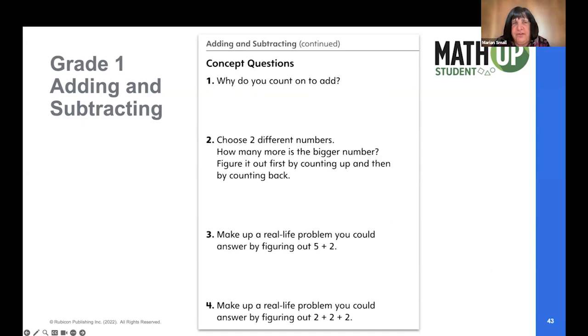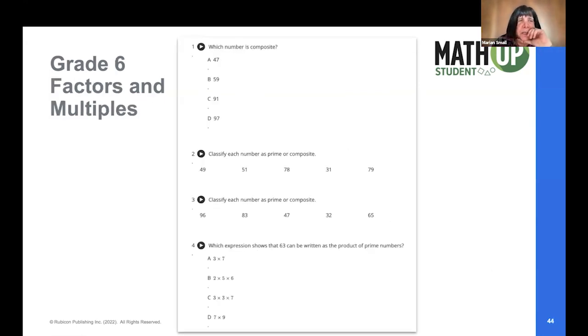Here's a conceptual question in grade 1. Why do you count on to add? Make up a real life problem you could answer by figuring out 5 plus 2. Make up a real life problem you could answer by figuring out 2 plus 2 plus 2. So you just get the feel for they're more asset driven.